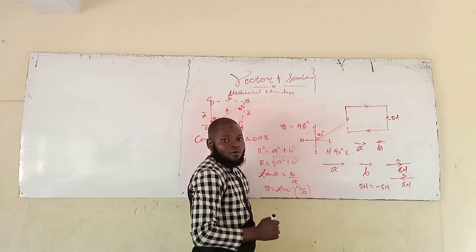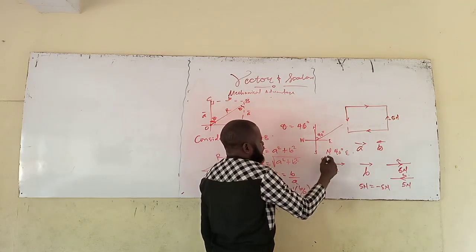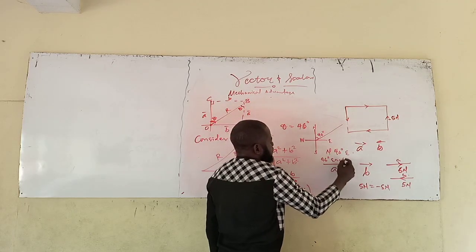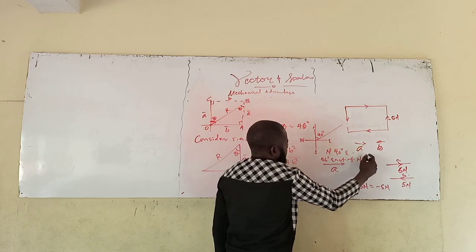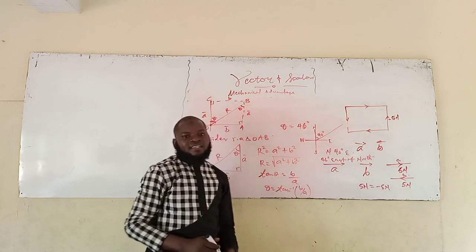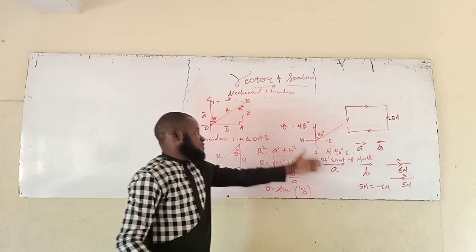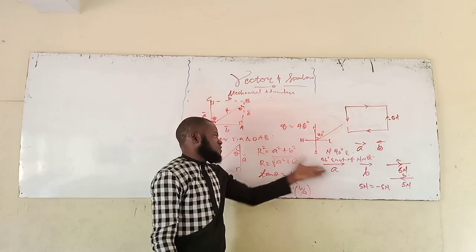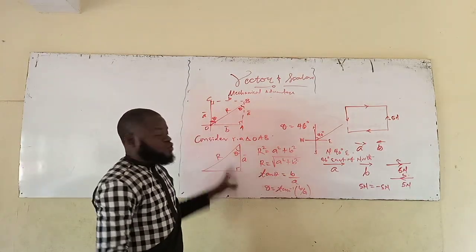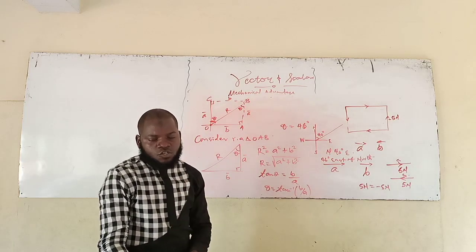Are you getting this now? Or you write it as 46 degrees east of north. Do you understand that now? So that is about the resultant of two vectors that are perpendicular.